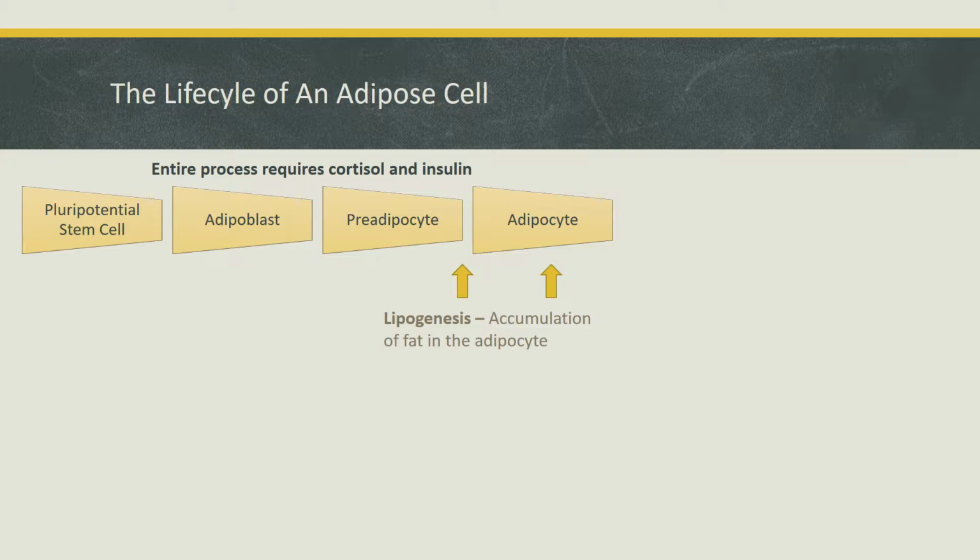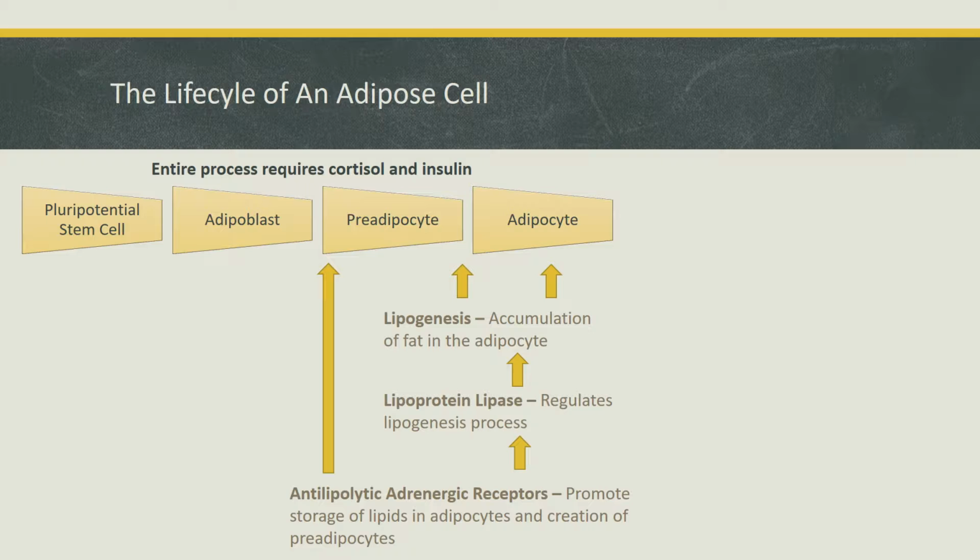Next, we'll consider lipogenesis, which is the actual process of storing fatty acids into a pre-adipocyte or an adipocyte cell. Lipogenesis is regulated by lipoprotein lipase, which we will discuss more on the next slide. There are also several antilipolytic and adrenergic receptors which promote the storage of fatty acids into adipocytes and the creation of new preadipocytes.